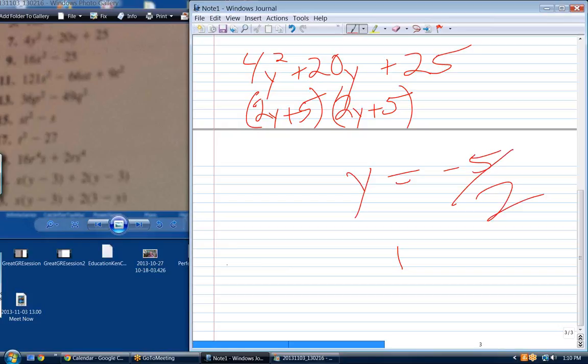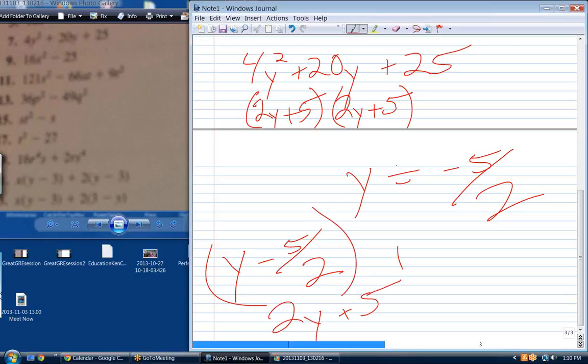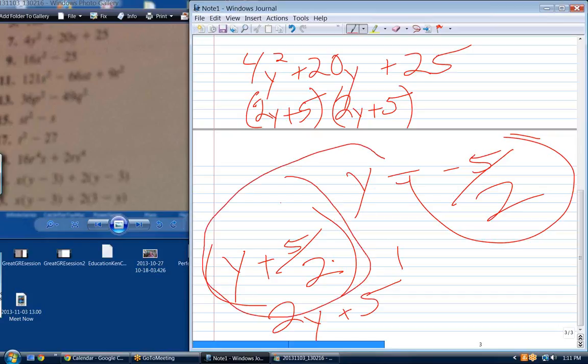Well, I know my factor is y minus 5 halves. That's my factor. But that's the same thing as 2y plus 5. Excuse me, if my answer is minus 5 halves, then my factor is y minus that, which is y plus 5 halves. And then you convert that to numbers by multiplying by 2 to get 2y plus 5. So your calculator doesn't exactly factor it in the way you want it to.